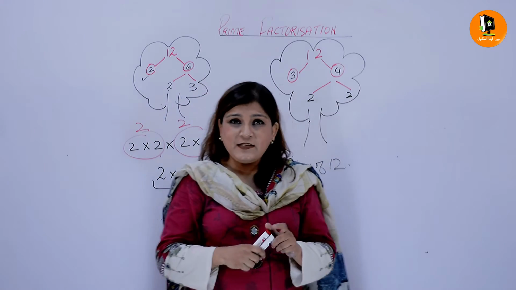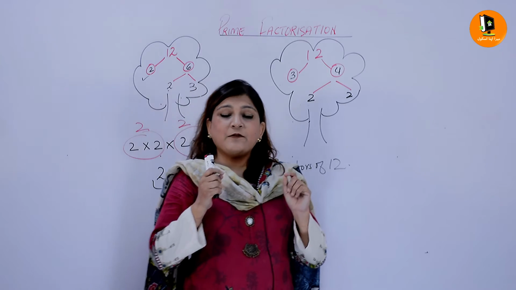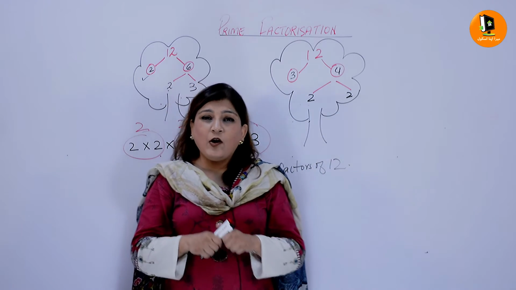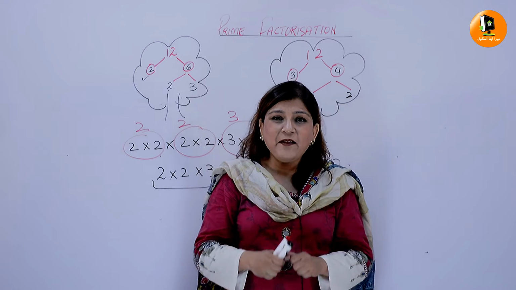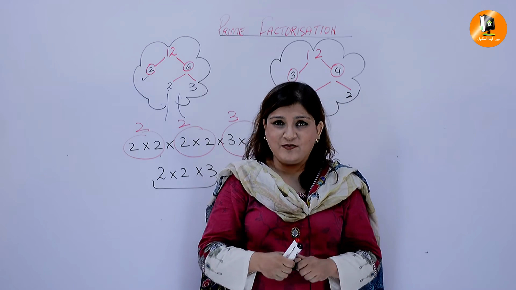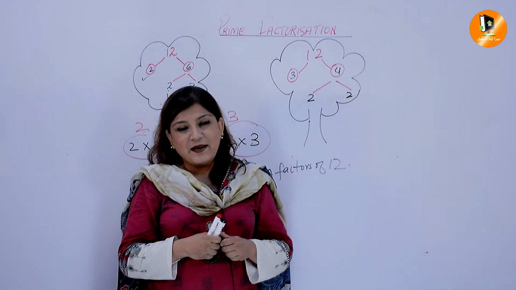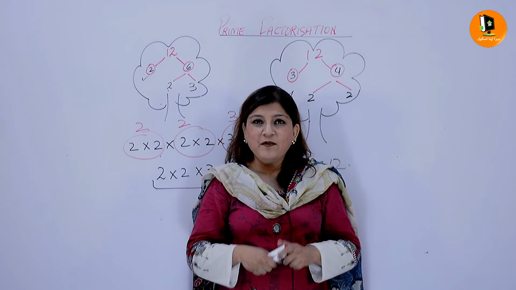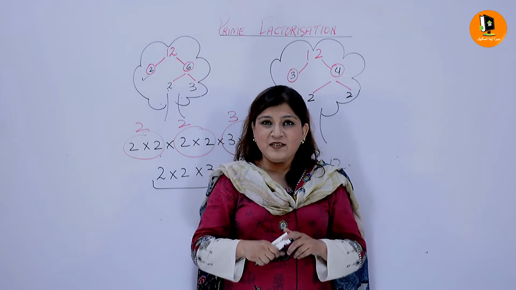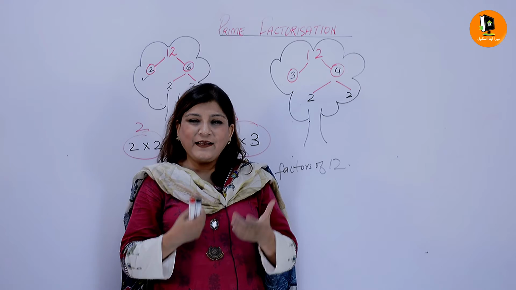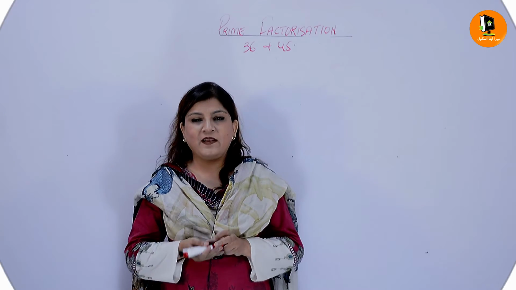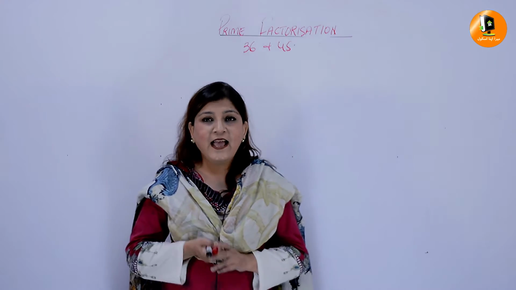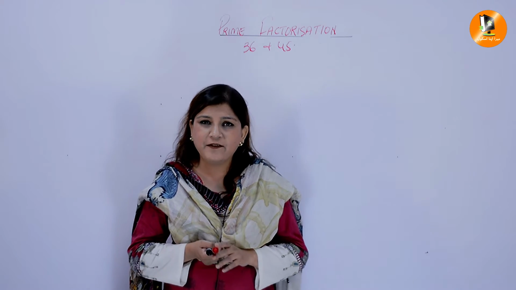When we break down the composite factors into smaller factors, we call it prime factorization. What do we call it? Prime factorization. Let's have some more examples of prime factorization of 2-digit numbers, which are big numbers. Now let's find out the prime factors of numbers 36 and 45.